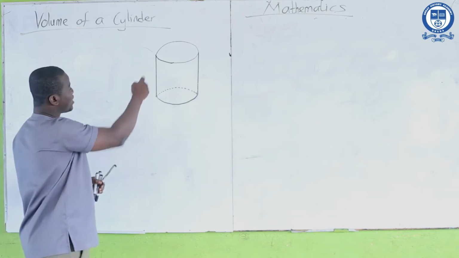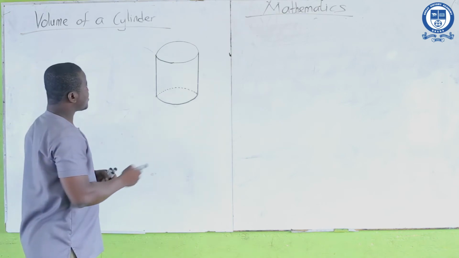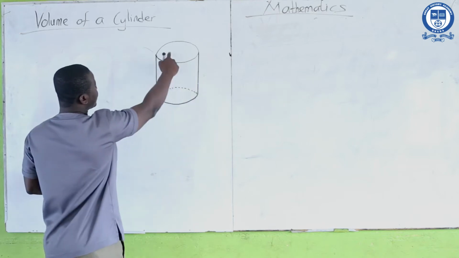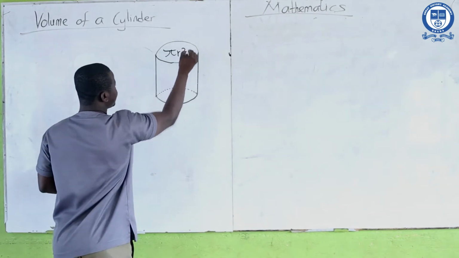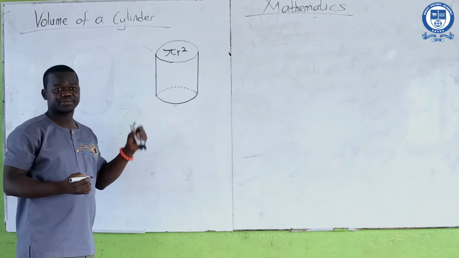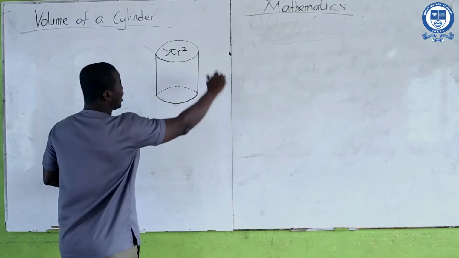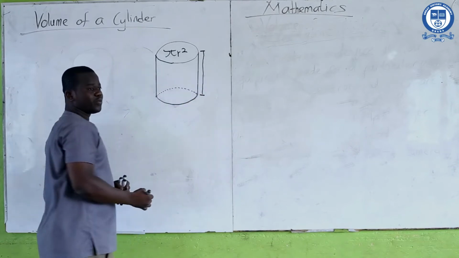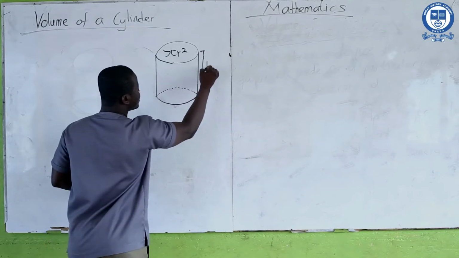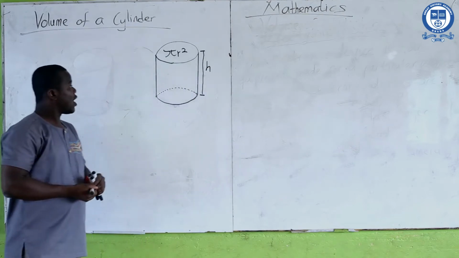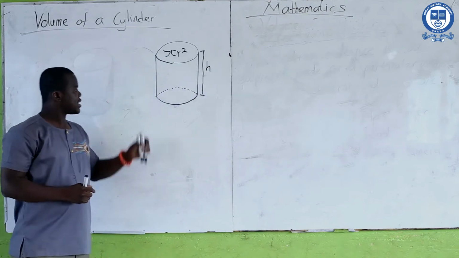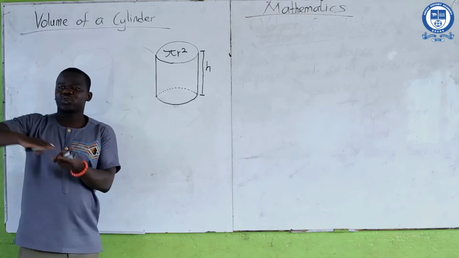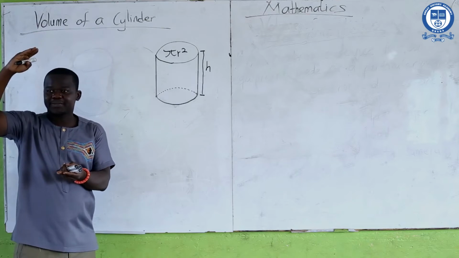Now, consider the figure on your screen. You observe that this is a circle, and that the area of a circle is simply pi r squared, if you can recall, in the first year. And again, if you observe, from this point to this point is the height of the cylinder, so let's call it h. Now, view this cylinder as a group of circles or play sheets that have been put on one another until it rises to a certain height.